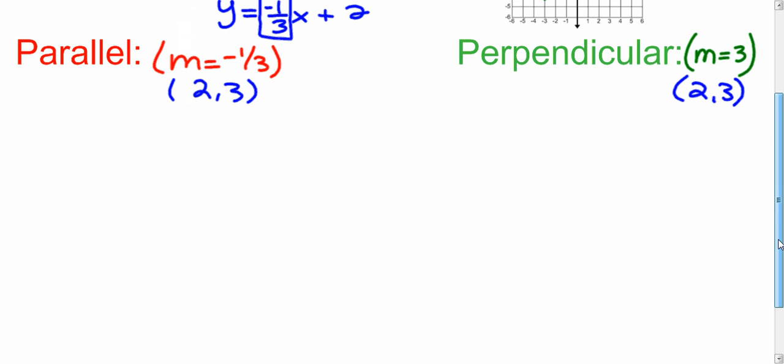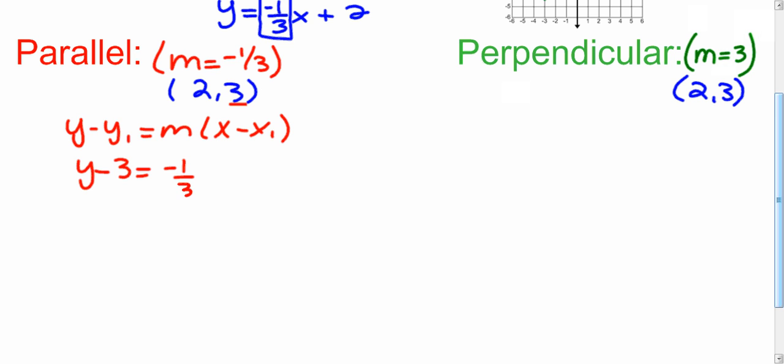Okay, and so I'm just going to get this one started. I probably won't do the whole entire problem, but I'm going to get it started for you. Again, I will start by doing y minus y1 equals m times x minus x1. I'll go ahead and plug my information in. In this case, I will have y minus y1, which is right here as 3, equals my slope, which is -1/3, times x minus x1, which is 2. Okay, there it is in point slope form.